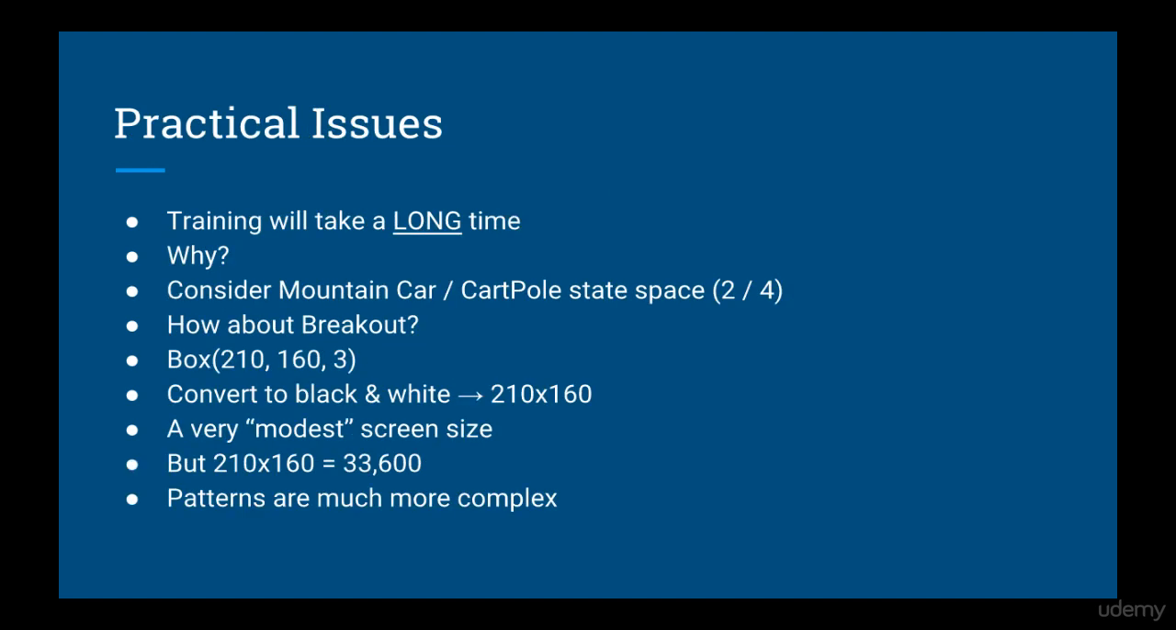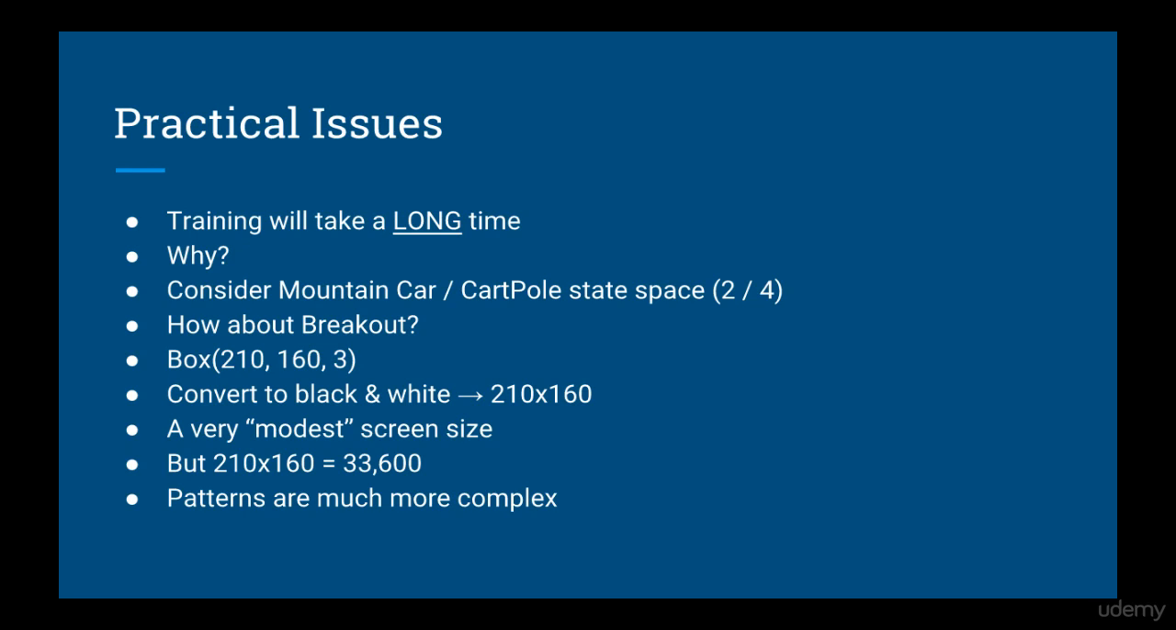But first, let's discuss some practical issues. One thing to note is that actually training your agent is going to take a very long time. Why might this be? Well, first consider the size of the input or state space. Cartpole has 4 inputs and Mountain Car has 2 inputs.